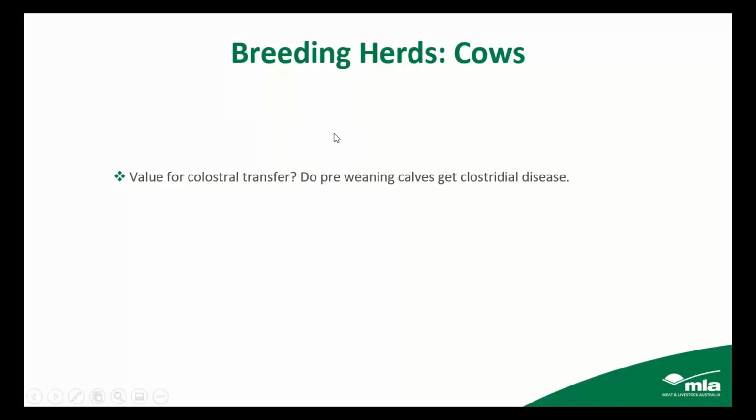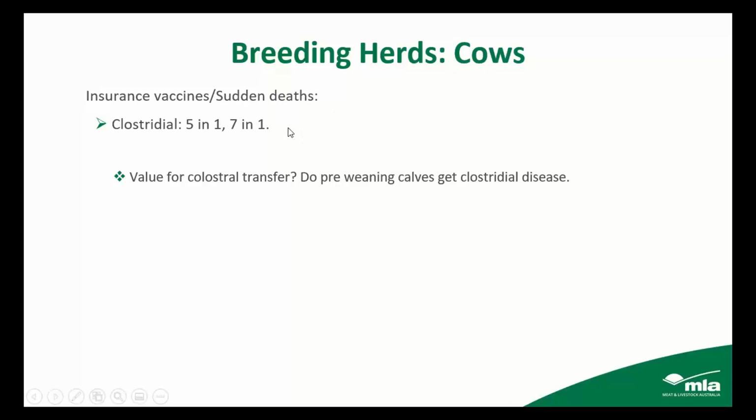So let's move on to breeding cows. Righto, so the first one is our insurance sudden death vaccines. I'm sorry, that's come up in the wrong order. Clostridial vaccine, 5-in-1 or 7-in-1.